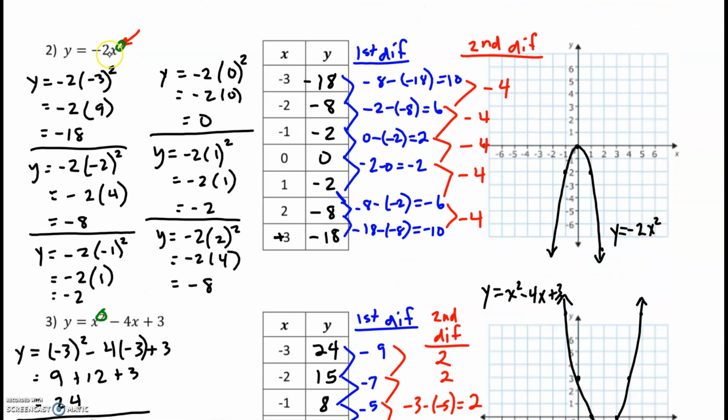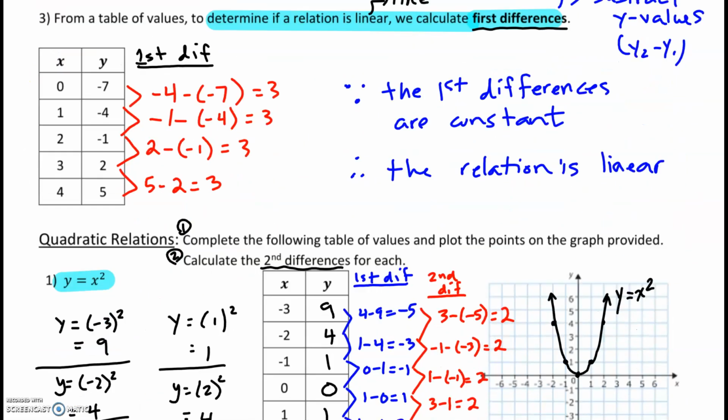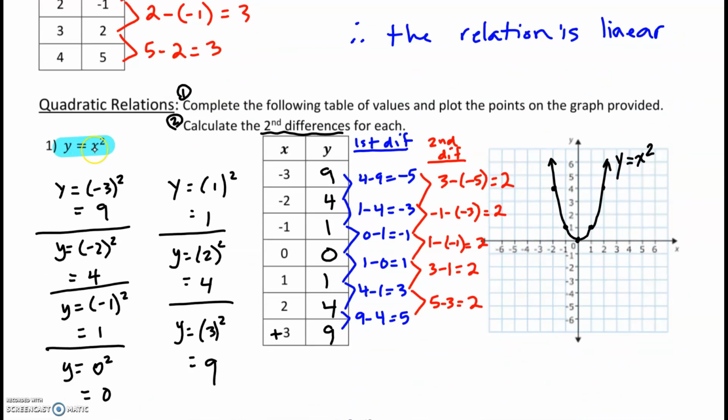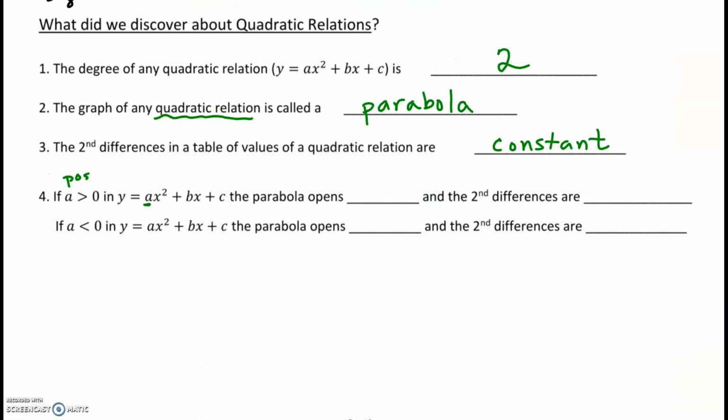This example has an a value of negative 2, a coefficient of negative 2 in front, and this parabola is opening down. And if we look to our first example, here we have again an a value of a positive 1, and my parabola is opening up. So what we've discovered is that if your a is greater than 0, which means positive, the parabola opens up, and the second differences are, well, let's check it out.